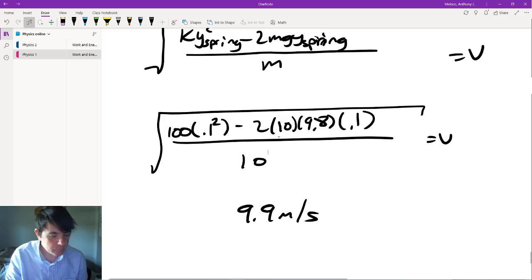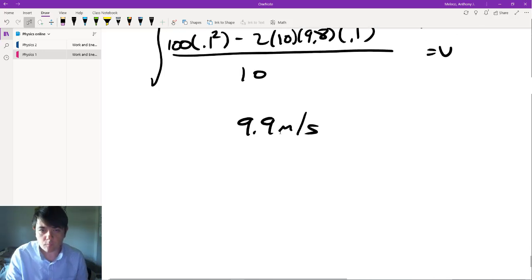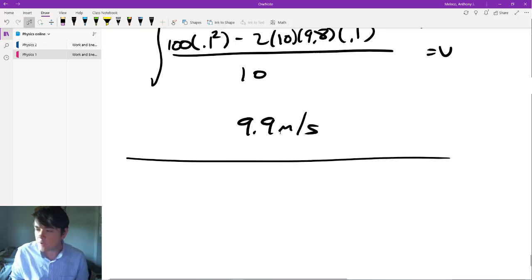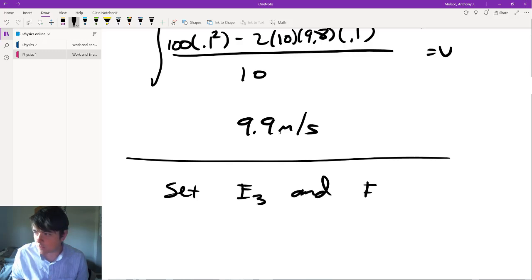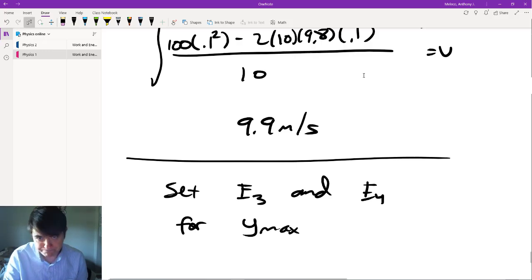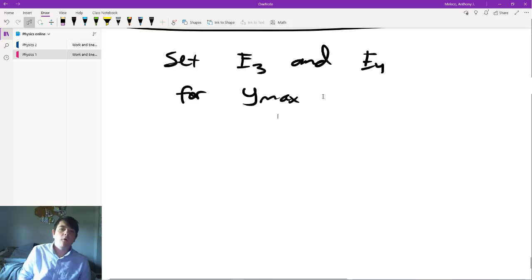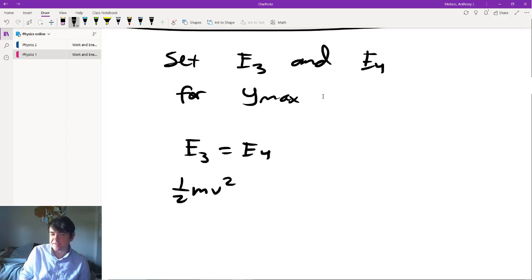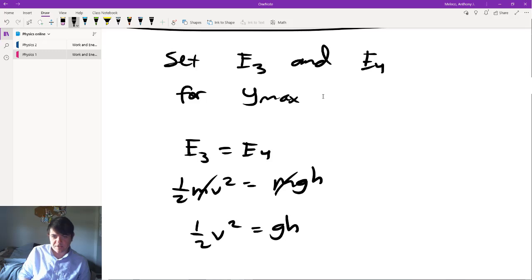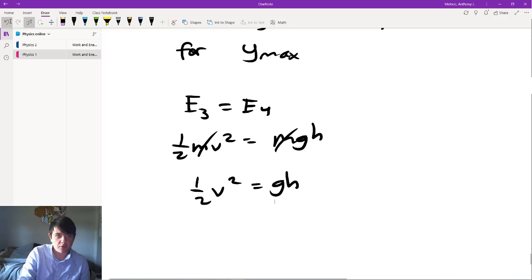Okay, so now what we can do is we can set E3 and E4 equal for y max. So now we have E3 equals E4, and so you have 1/2 mv squared, just kinetic energy, right? Because this is when it's leaving. And then this is mgh. And so this is easy for us. You just need to solve for h, or sorry, this was y max.